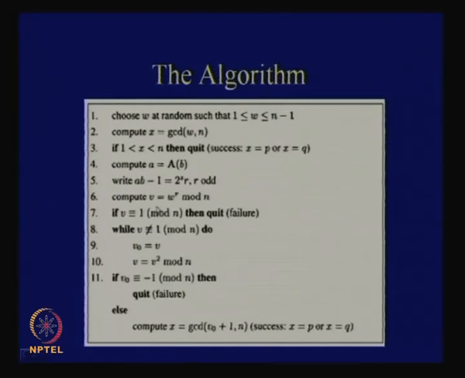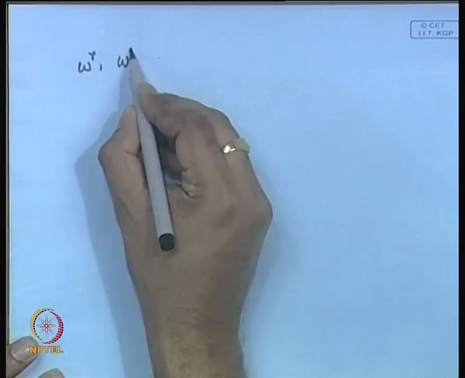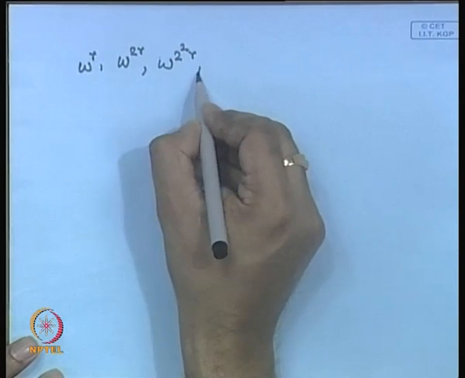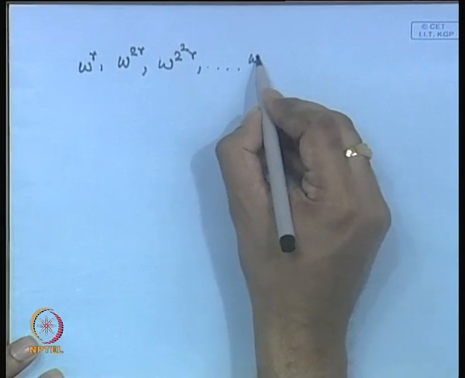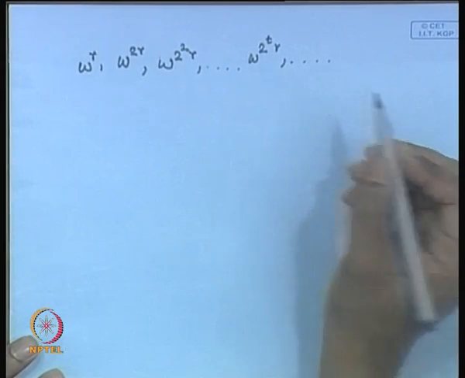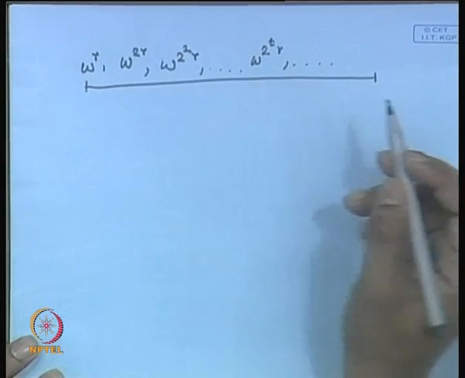So, can you tell me whether, if I take omega power r and continue such kind of powers, what we are doing is that we compute omega power r first of all. So, what are the values in the series? We calculate w power r, then we calculate w power 2r, then w power 2 square r, and so on. So at some stage we calculate w to the power of 2 to the power t r, and so on. Can you tell me whether in this series there will be at least one value for which this value will be 1?